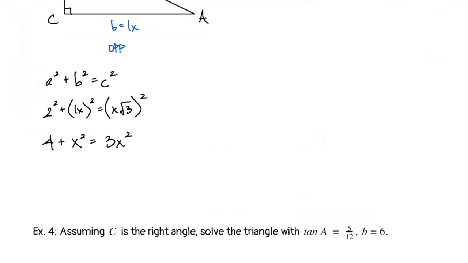And so that would give me, which way do you want to subtract? Do you want to subtract the x squared or do you want to subtract 3x squared? 3x squared minus x squared. Okay, so we'll get 4 equals 2x squared. Great, what do we do from here? Divide by 2. And last step. Yeah.